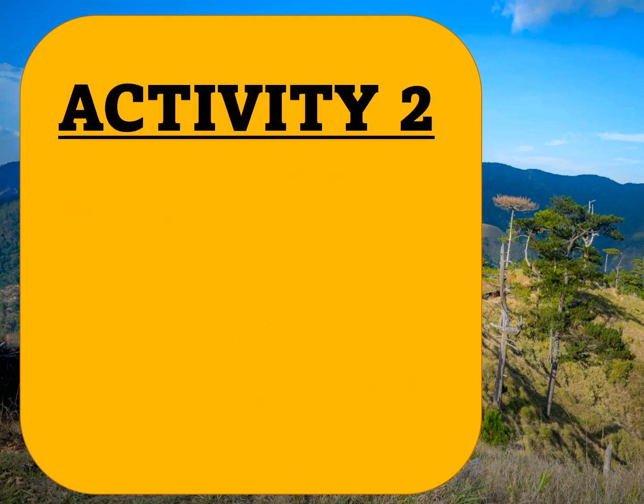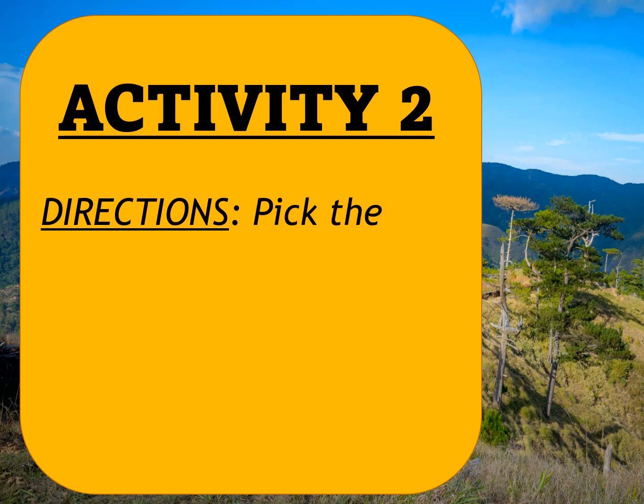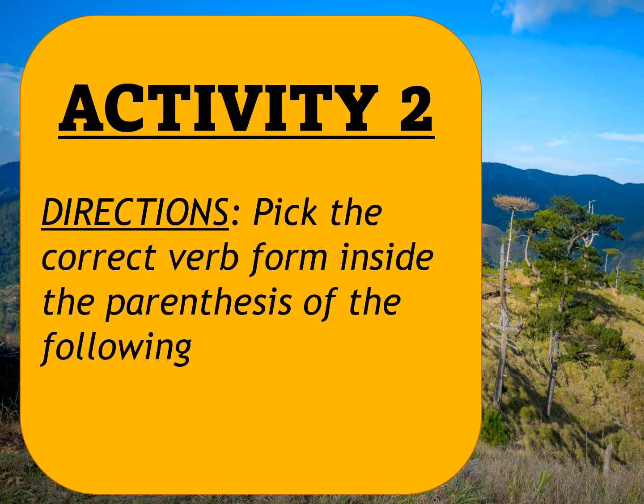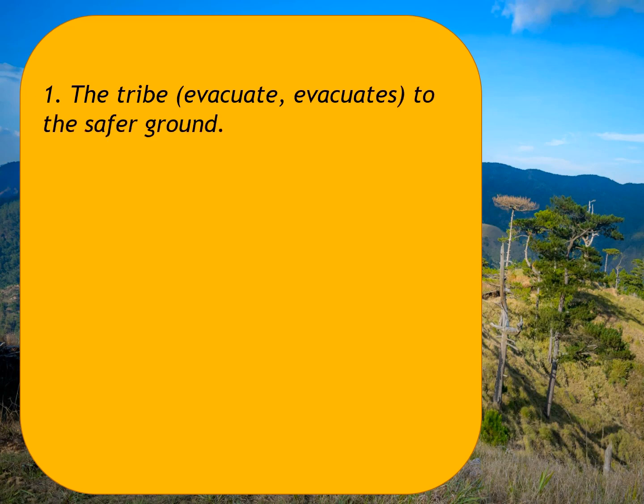Activity 2. Directions. Pick the correct verb form inside the parentheses of the following sentences. So let's make it slow. So these are the sentences that you will answer. Number 1, the tribe evacuates, choose safer ground. So easy.